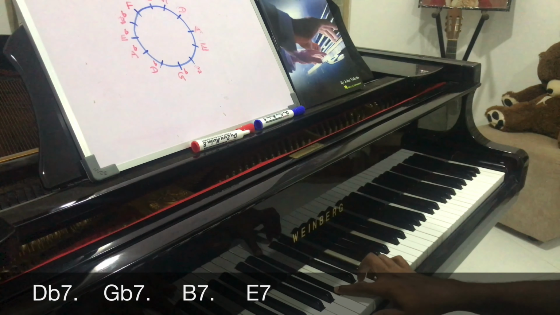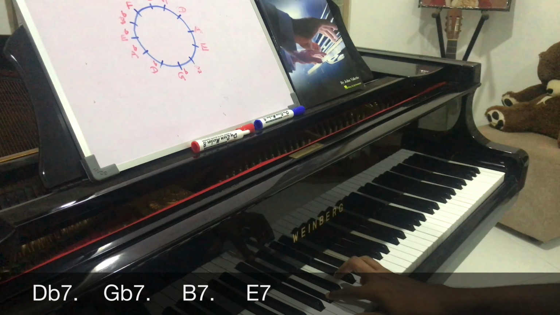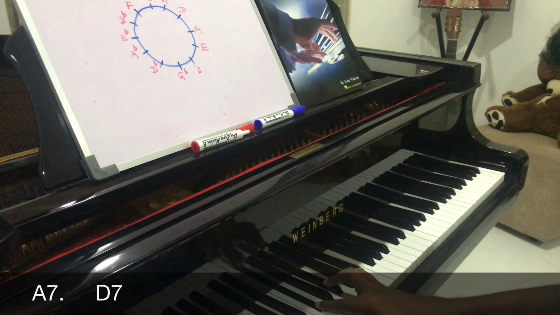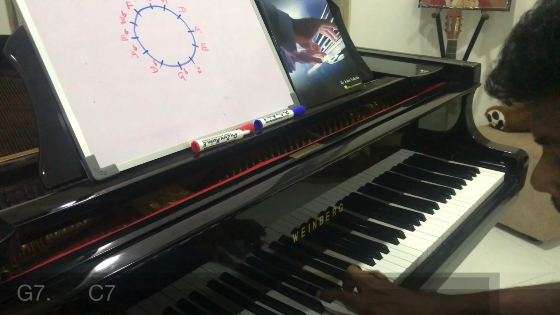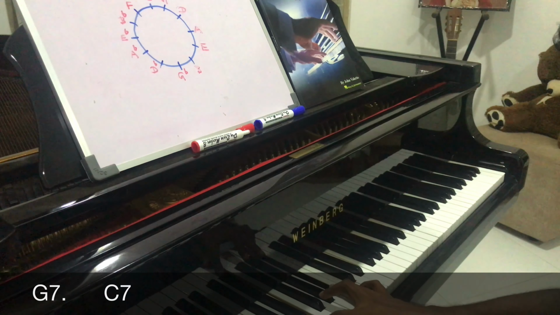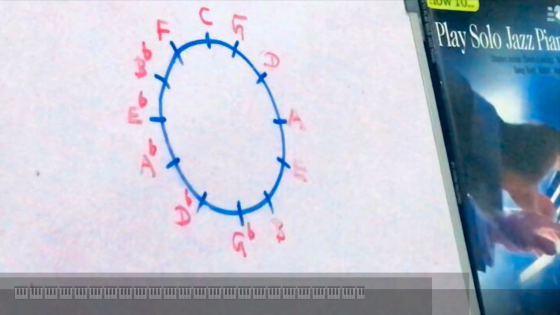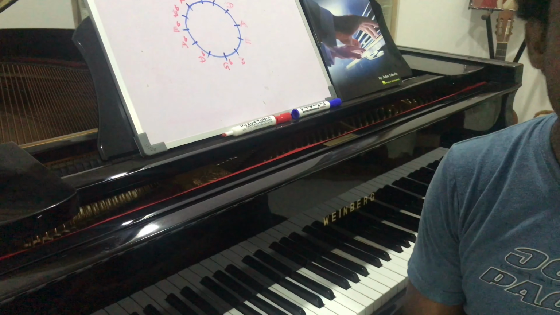3rd and 7th. B. 7th and 3rd. E. 3rd and 7th. 7th. Then D. This is the 3rd note, and this is the 7th note. We are moving to G. 7th and 3rd. Back to C. 3rd and 7th. So this is a circle. This is the method to practice dominant 7th chords.